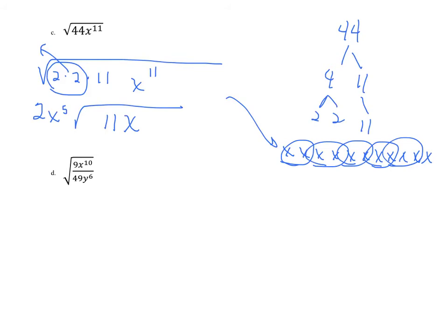This one is kind of nice because the square root of 9 is 3. How many pairs of x's can I pull out? 5. There's nobody left inside. 49, 7. Y to the how many pairs? 3. I always think of this as socks. I know it sounds crazy, but it helps me. How many pairs of socks do I have? I pull out the pairs.